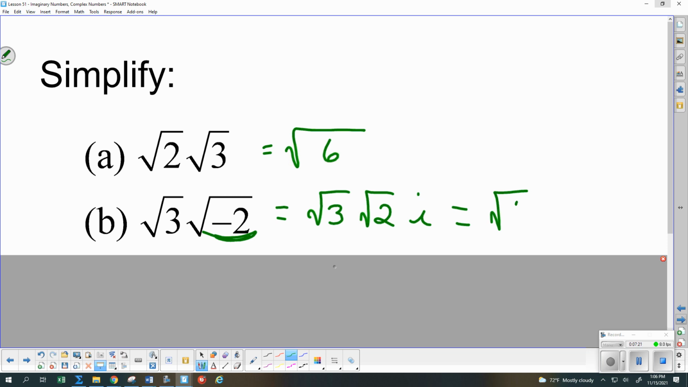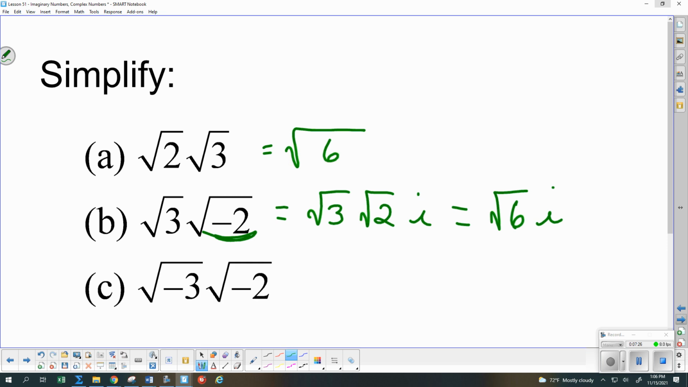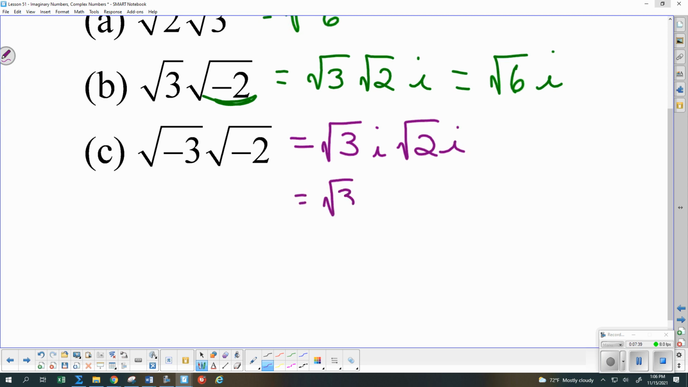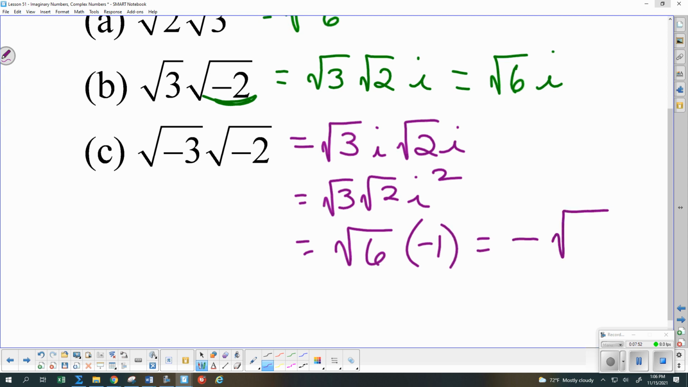What's root 3 times root 2? So root 6 times i. And then we'll do one that's the tricky kind where they're both negative. So we pull the i's out: root 3 times i, root 2 times i. Regroup, put the square roots together, put the i's together. So we have root 6 times, what's i squared, everybody? So the final answer is minus root 6 for that one. Does everybody feel okay with those?